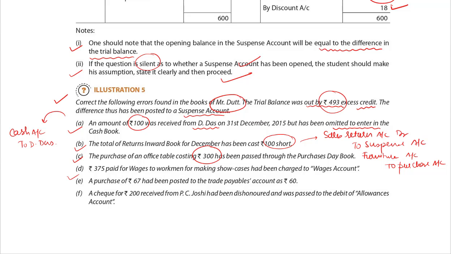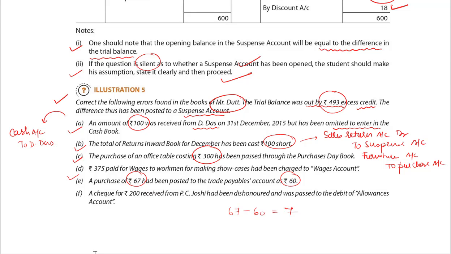Let's come to point number D now. A purchase of 67 has been posted to trade payables account as 60. You had done a purchase of 67 but it has been posted to trade payables account as 60. So over here you can see the error is of 7, that is 67 minus 60.